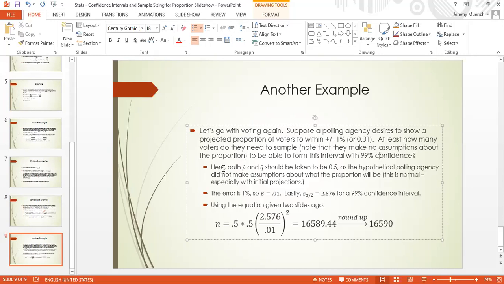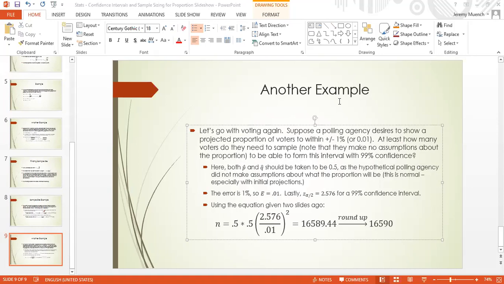So here, once again, we want to be as rigorous as possible, so we're making no assumptions about p hat and q hat. They should be taken to be 0.5. Especially with initial projections, it's pretty normal that you don't make assumptions. So here, the error is 1%, so E equals 0.01. For 99% confidence intervals, Z equals 2.576. We've seen this number plenty.